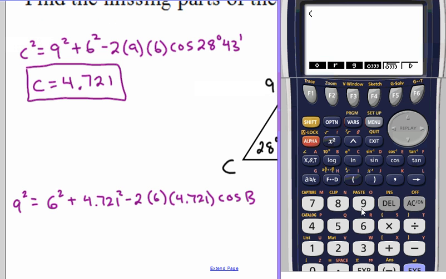So I'm going to take 9 squared, and I'm going to subtract 6 squared. I'm going to subtract 4.721 squared. Then I'm going to divide that by negative 2 times 6 times 4.721.